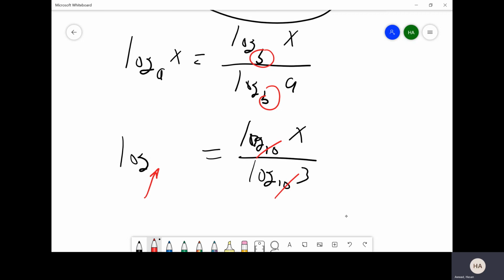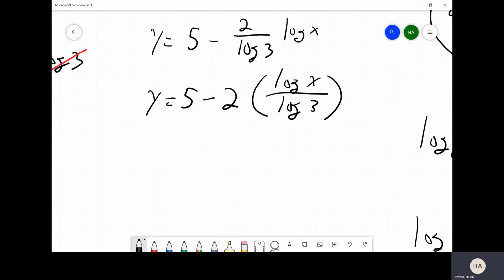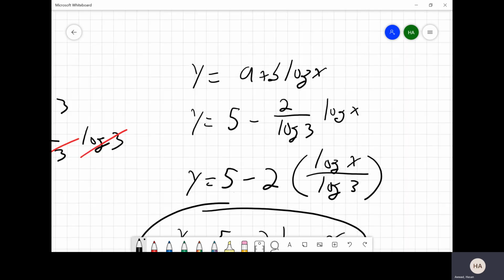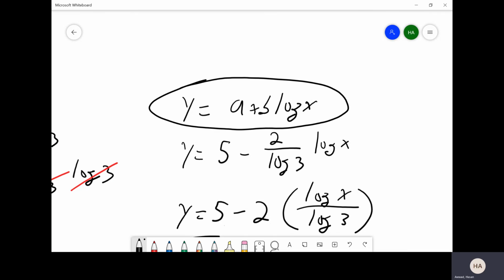What is my base here? Remember what was happening. The bottom value becomes the base, right? So we have log of base 3, and the top value is the value that goes to our value of the new log. So that's going to be log base 3 of x. So finally, our final answer is y is equal to 5 minus 2 log base 3 of x. And we have achieved our goal of getting a logarithmic equation in that following form.